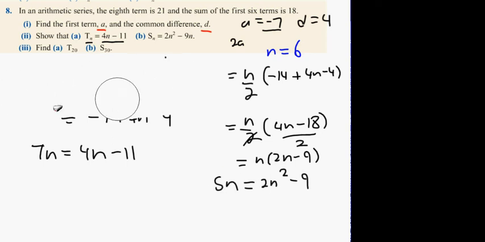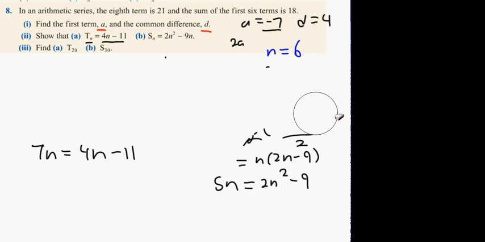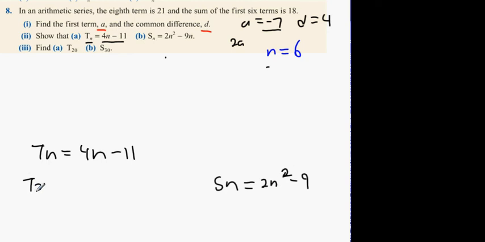Now that we've done part 2 there, what's going to happen next is we have to find out what T20 is. Well, T20 means replace n with 20. 4 times 20 minus 11, which is going to be 80 minus 11, which is 69.